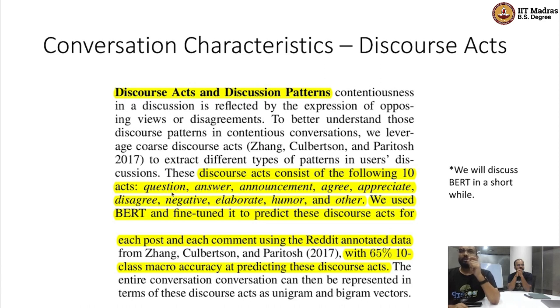Whether a post or a comment was a question, right? Whether a post was an answer, whether it was an announcement, whether it was an agreeing post, right? So, for example, there was a comment, and I am replying to that comment, and am I agreeing or disagreeing? That's what this particular discourse act is. And there are a few more like that, right? So some of these discourse acts also have a relation to a previous post or a previous comment, right? If the discourse act is agree, it has to agree with something, right? So some of these discourse acts have a relation to a previous comment or a previous post.